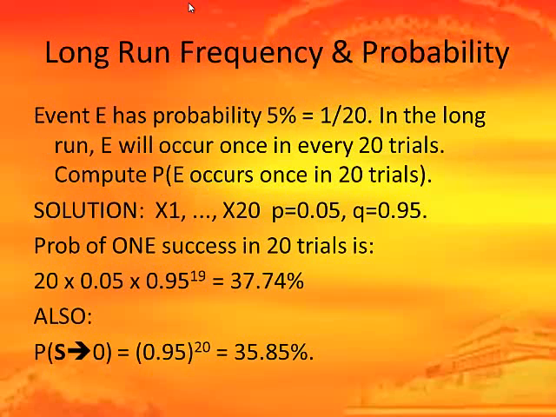Now, suppose event E has probability 5%. That is equal to 1 over 20. This is actually close to the probability of the birth of twins. And I have given in the lecture notes, the example is given in this way.